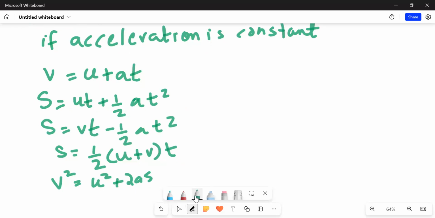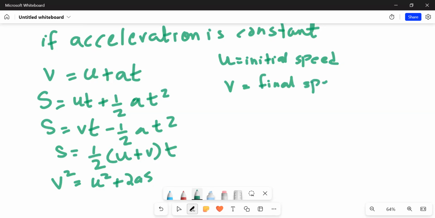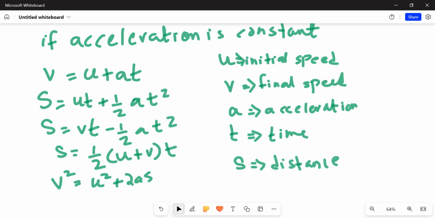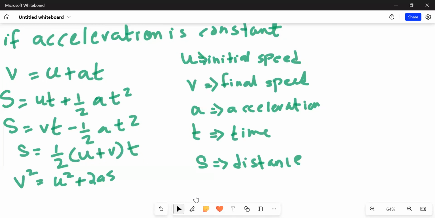Now, U here is the initial speed. V is going to be the final speed. A is the acceleration. T is the time. And S is the distance. Let's write down the units.